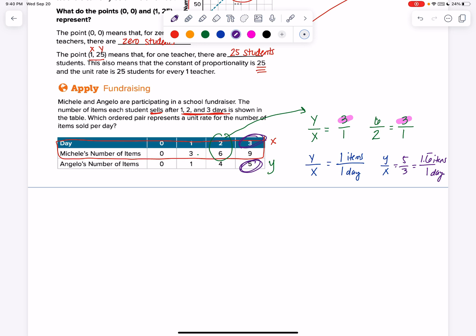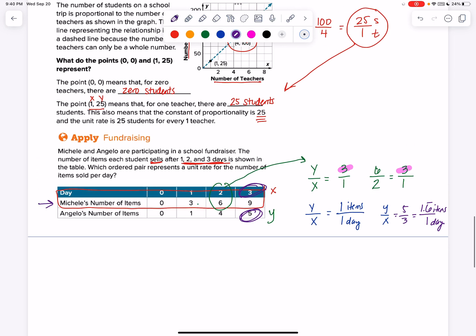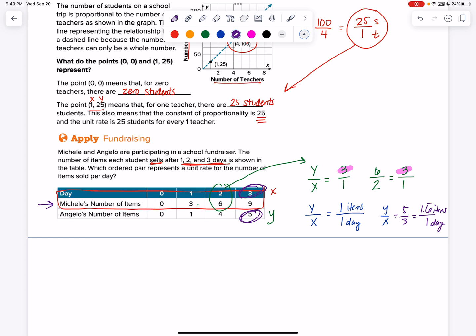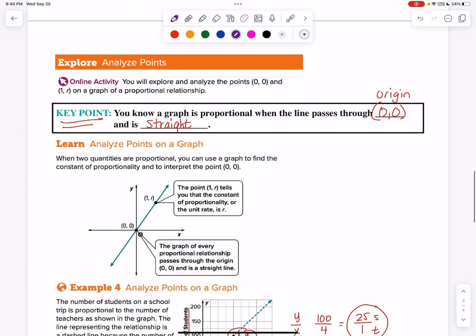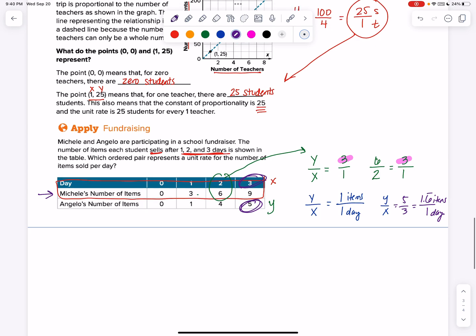So which ordered pair represents a unit rate for the number of items sold per day? Michelle's number of items represents a unit rate for number of items sold per day. And so we have the 3 items sold per day. So there is your apply for that, and you're all set to head to your homework. Remember, your homework is going to align with each of these examples, so go ahead and put them side by side if you need some extra support with that.